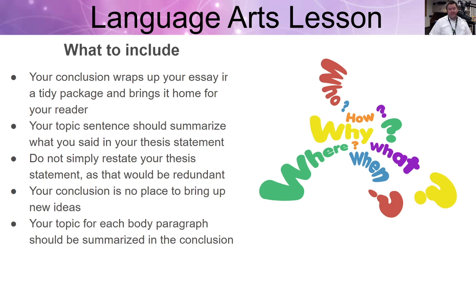Your topic for each body paragraph should be summarized in the conclusion. Don't state them word for word, but you should summarize them in a paraphrased fashion. So that's each body paragraph. It's each argument that you're making with your evidence and things. You should be summarizing that in the conclusion.